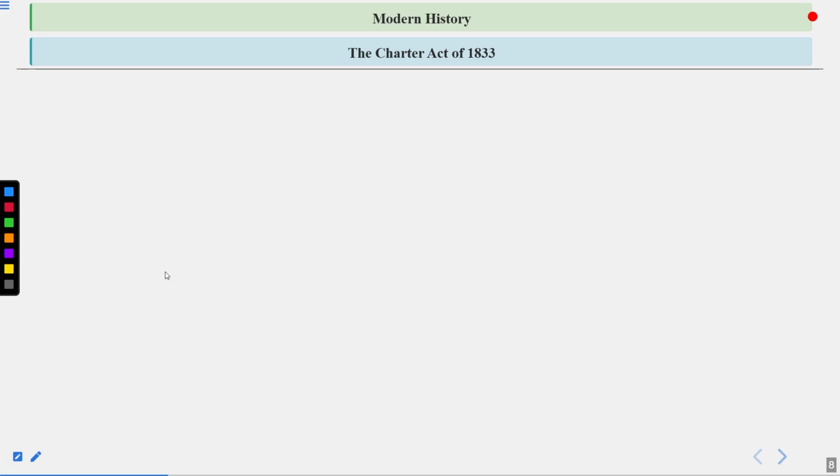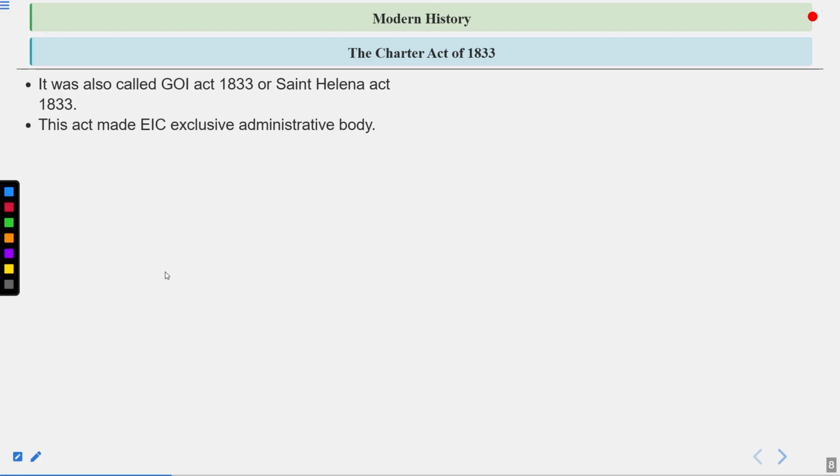Then comes the Charter Act of 1833, very important, guys. It was also called the Government of India Act of 1833 or the St. Helena Act of 1833. This act made the EIC an exclusive administrative body, and at that time the Governor General of Bengal was William Bentinck, and under this act the Governor General of Bengal would now be called the Governor General of India.